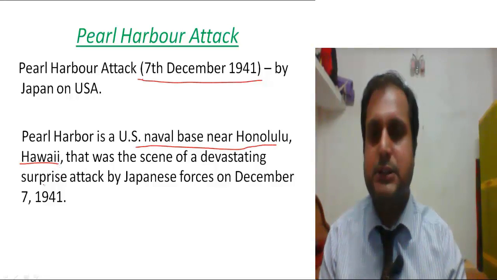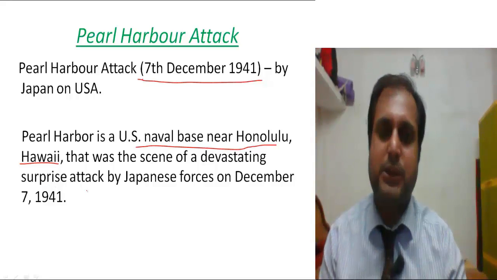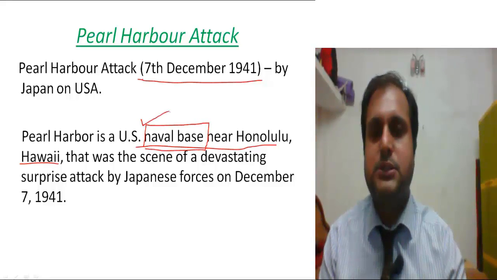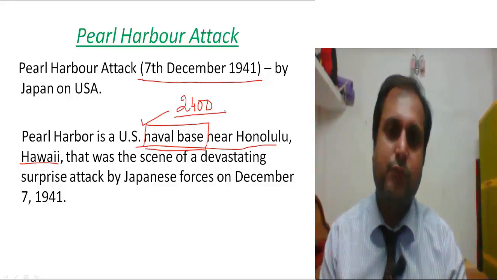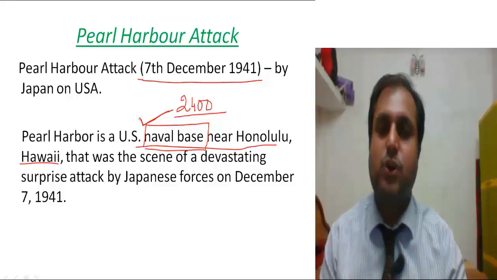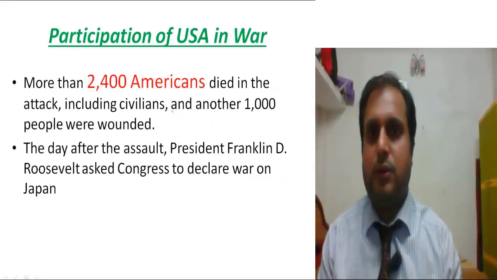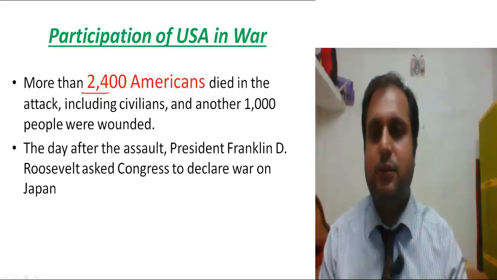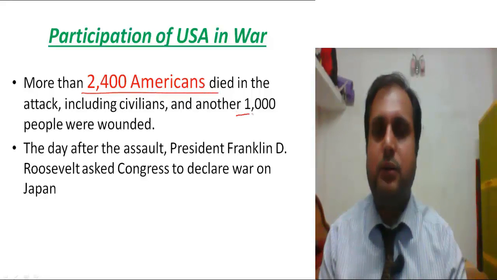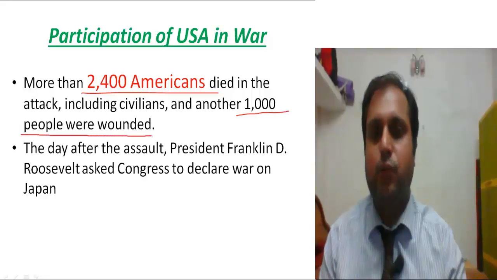It is a naval base near Honolulu, Hawaii. It was the scene of a devastating attack by Japanese forces. Japan attacked this naval base, in which around 2,400 people lost their lives and many more were wounded. USA had no answer to that. USA was not even prepared for this attack. So 2,400 Americans died, and more than 1,000 people were wounded.